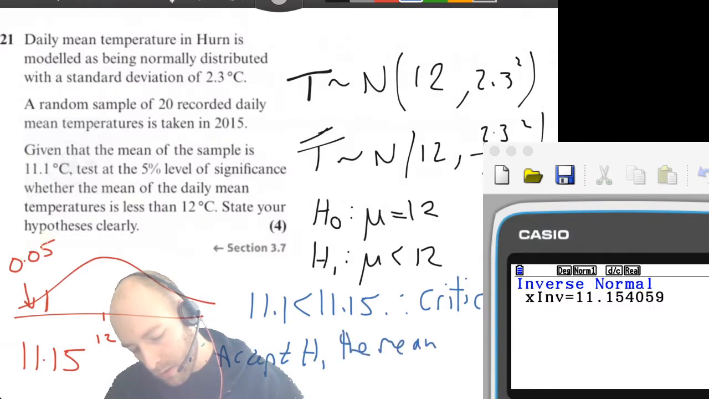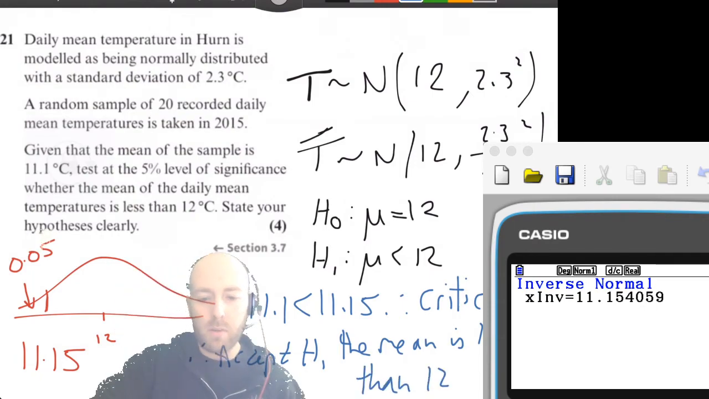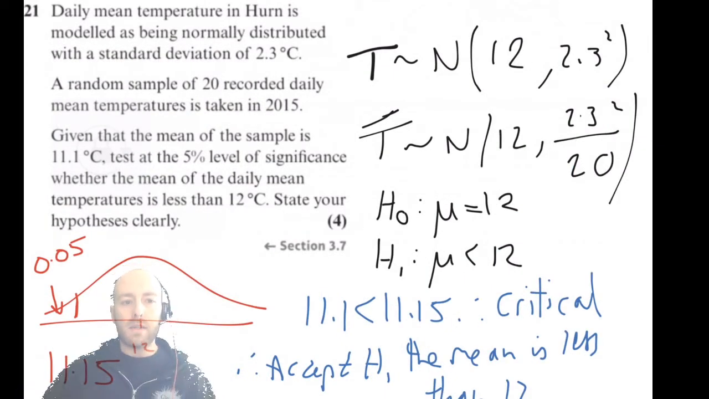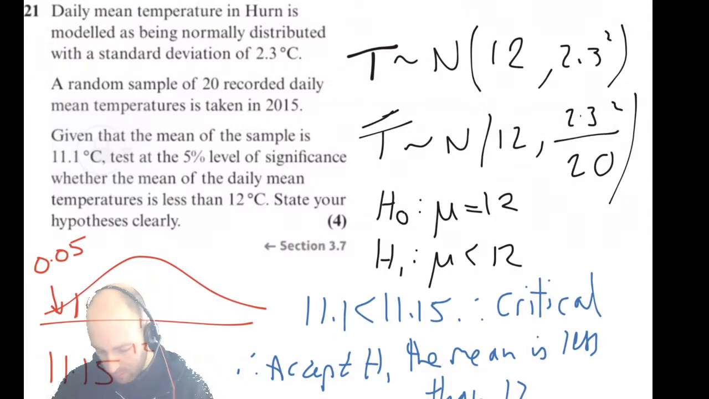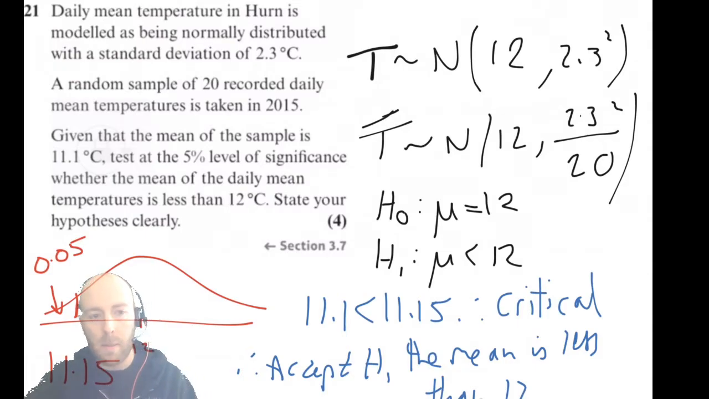The mean is less than 12. Again, I've not got much space, so I'm kind of abbreviating. You want to say, accept H1, reject H0. There is evidence to suggest that the mean is less than 12, or the mean temperature is less than 12. So really link it back to the question and make it clear what your conclusion is. Right, anyone got any questions? Everyone okay?